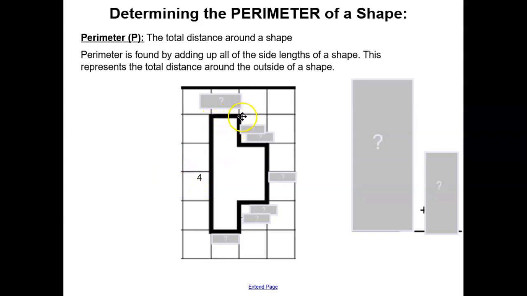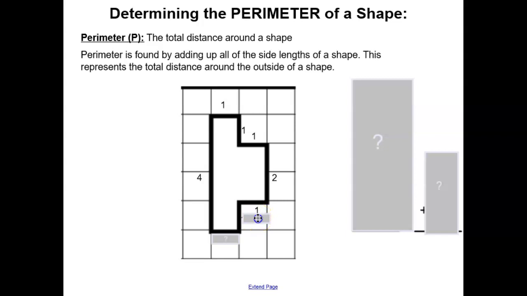Yes, what is this side length? Remember, a side is any line with two endpoints. So here's an endpoint and here's an endpoint. So what's this side length? 1, and this one is 1. What about this side length? You know, anywhere a side changes direction is another side length. What is it? You're right, it's also 1. What's this side length? 2.